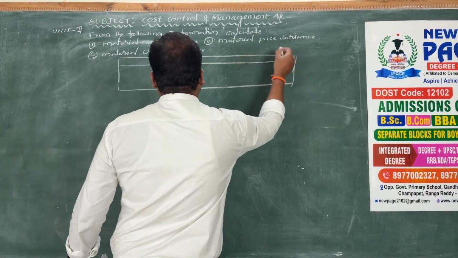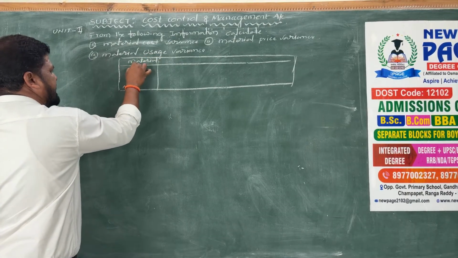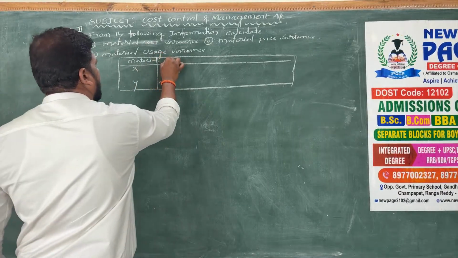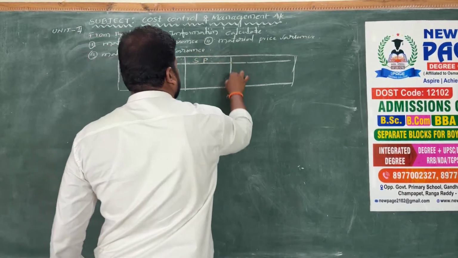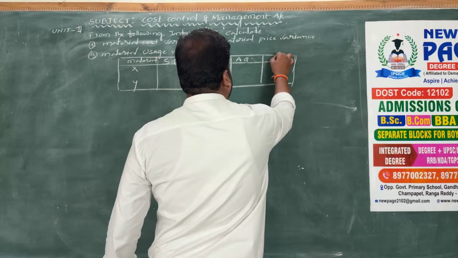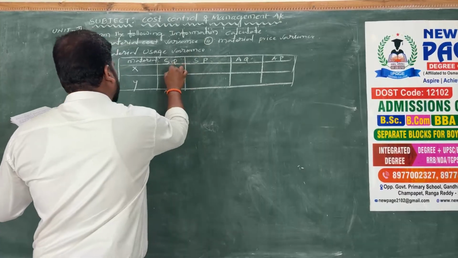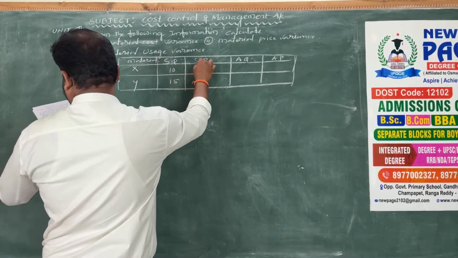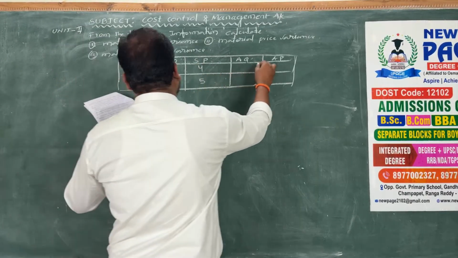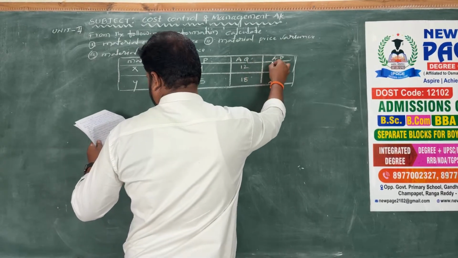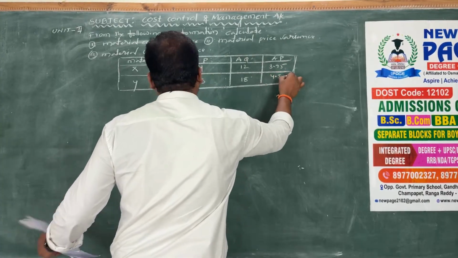Right? Here two types of materials are given, material X and material Y. Here standard quantity and standard price, actual quantity and actual price. Standard quantity 10 units, 15 units. Standard price 4 rupees, 5 rupees. Actual quantity 12 units, 18 units. Actual price 3.75, 4.50.